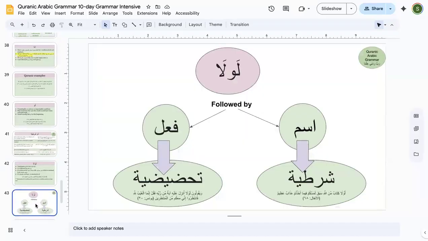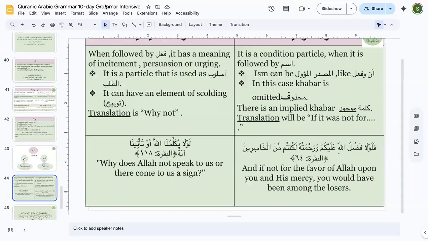And one thing before I leave you: remember lawla, when it is a shartiya, is always going to be followed by an ism. Always remember, if it is lawla followed by a fail, then it is not shart, it is tahdid, which is one of the particles of persuasion, to provoke someone to do something. It is a particle that is used to persuade, to urge, to incite someone to do something.